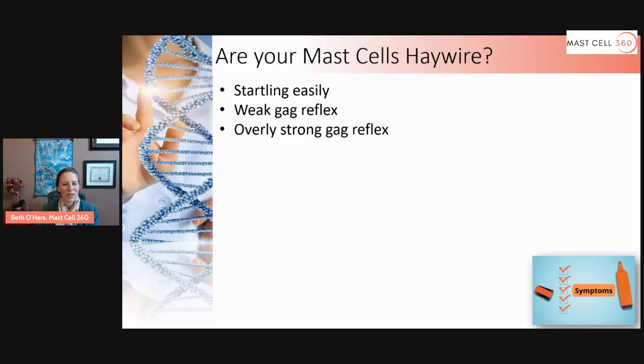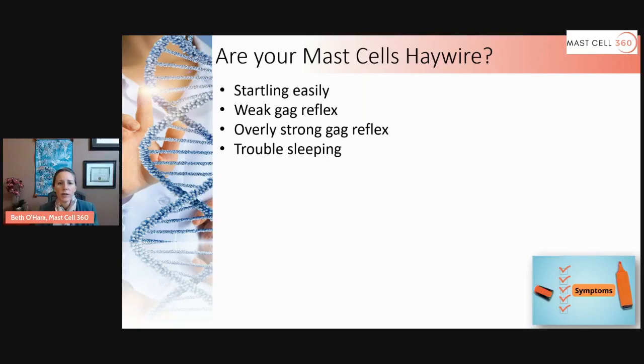So some people are just still hopping on. We are doing Are Your Mast Cells Haywire? So we are counting how many points we get. So give yourself 1 point for every one that you see that relates to you. And then I'd love it if you could post your score for me.